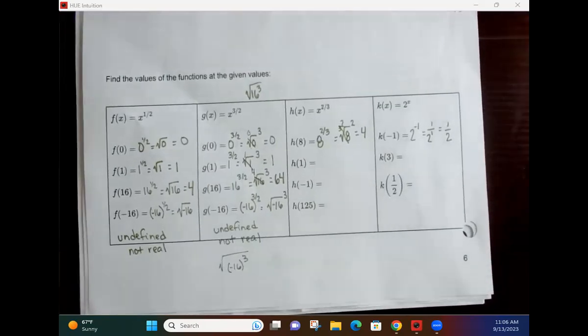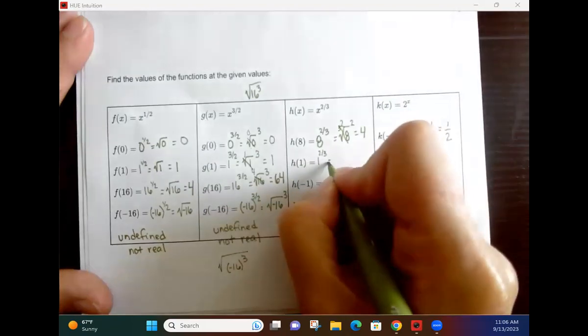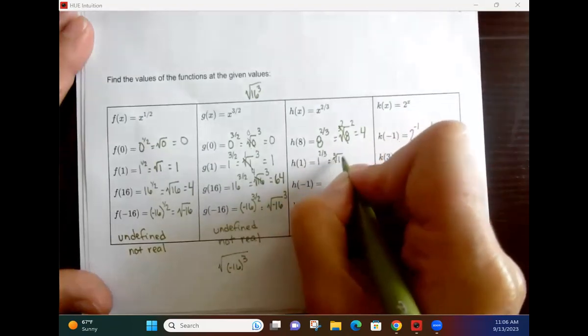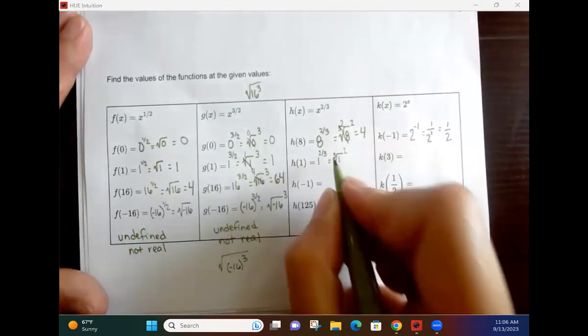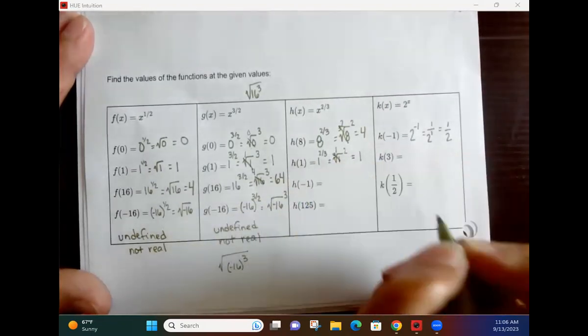Okay, for h, 1 to the 2/3 power, that would be the cube root of 1 squared. The cube root of 1 is 1, and 1 squared is 1.